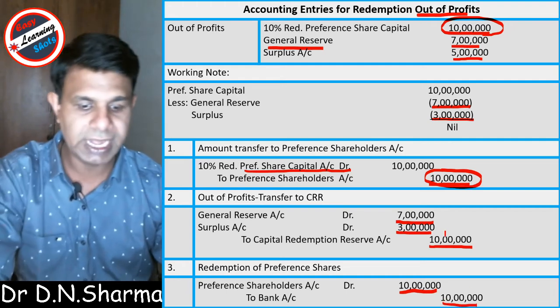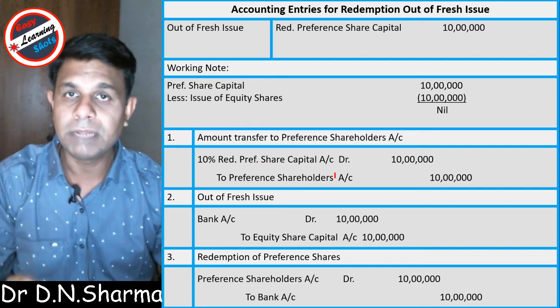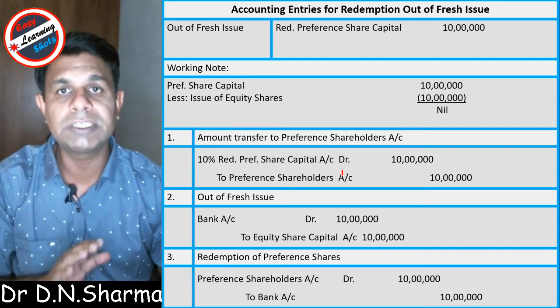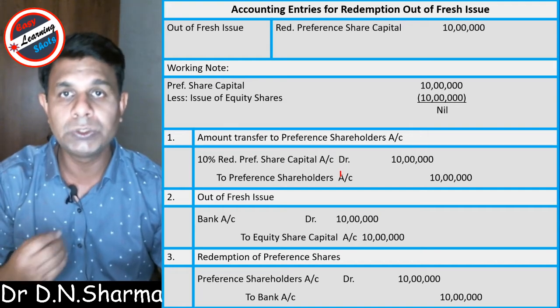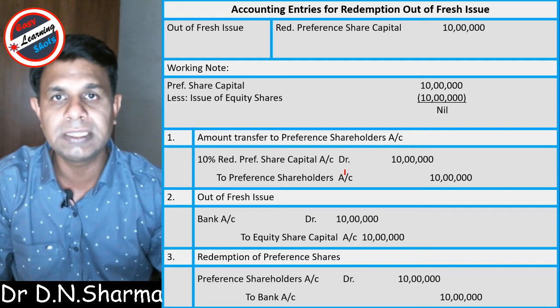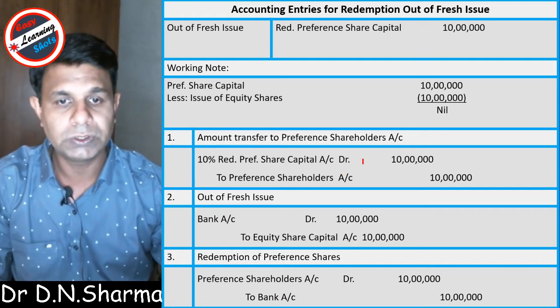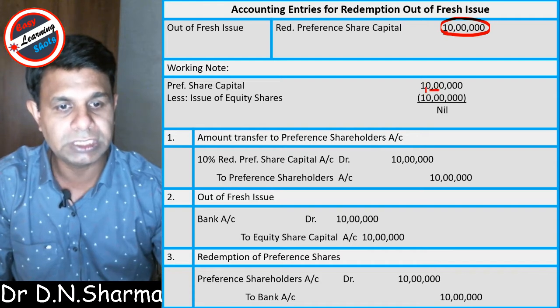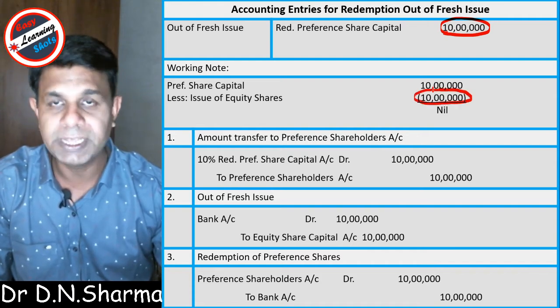Our next method is redemption of preference shares out of fresh issue. Here the company does not have sufficient cash balance, so they issue equity shares, collect money from public, and this money is utilized in the redemption of preference shares. So here the nominal capital of preference share is 10 lakh. So we issue equity share also for rupees 10 lakh.